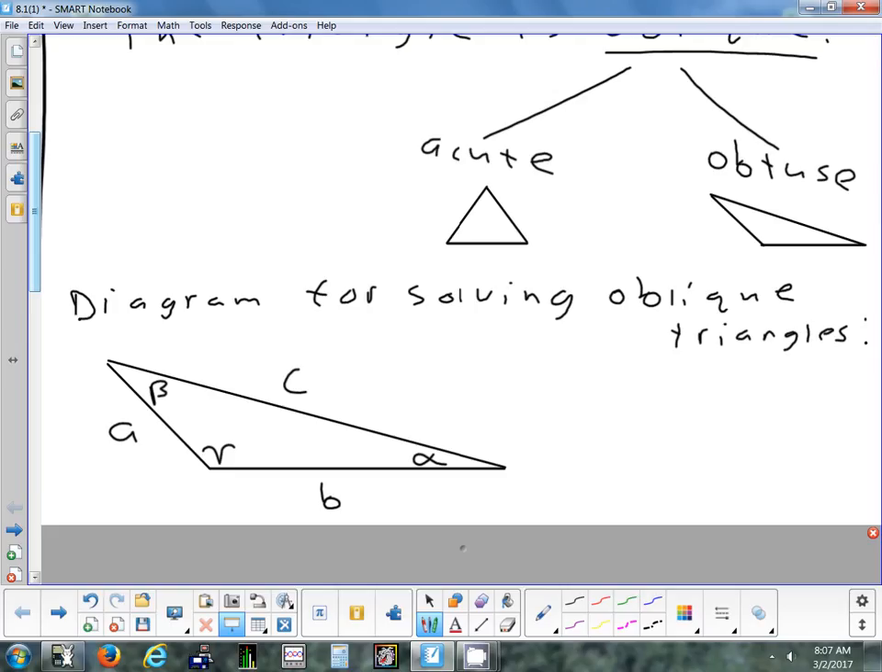These are all lowercase Greek letters. That's lowercase gamma. Now, you don't have to draw your triangle exactly like that. If you want to flip it around and draw it a different way, that's fine. Just make sure, however you draw it, A is across from alpha, B is across from beta, C is across from gamma. Also, my triangle is never going to be to scale. So in a problem, I might draw it like this, but gamma might be 20 degrees. The picture is just so I can see what is across from what. It's not to scale.